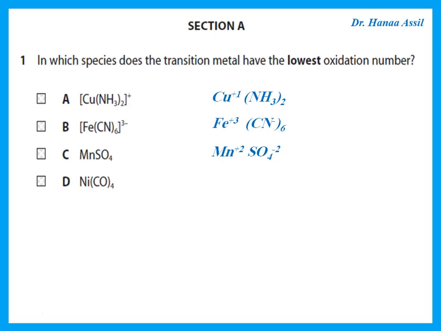Nickel with 4 CO. Now, each CO has no charge, so the nickel has no charge. So the nickel here has an oxidation number of 0, and that means that is the one with the lowest oxidation number.